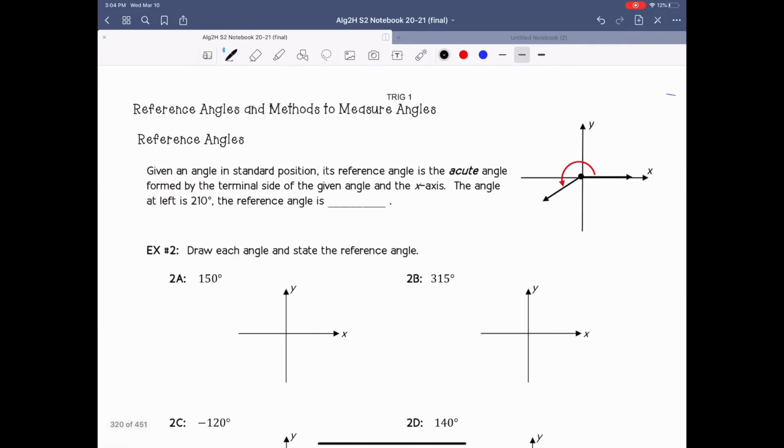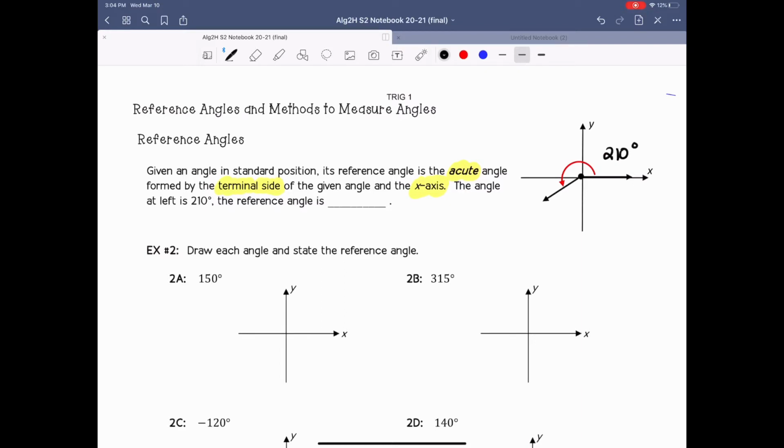We have one more vocab word before we start to get into some examples for today. So reference angles. Given an angle in standard position, its reference angle is the acute angle that is formed by the terminal side of the given angle and the x-axis. So if we take a look at the example over here to the right, it is given that this angle is 210 degrees. And that makes sense because if we go from the initial side and we make a quarter circle, well, a quarter circle is 90 degrees. Then if we made a half circle, that's 180 degrees, right? And then a little bit below 180, we will come to 210. So that is why 210 degrees looks like this drawing right here.